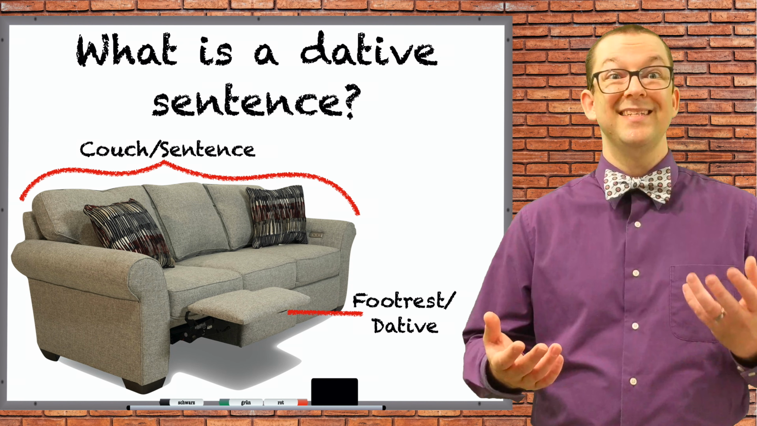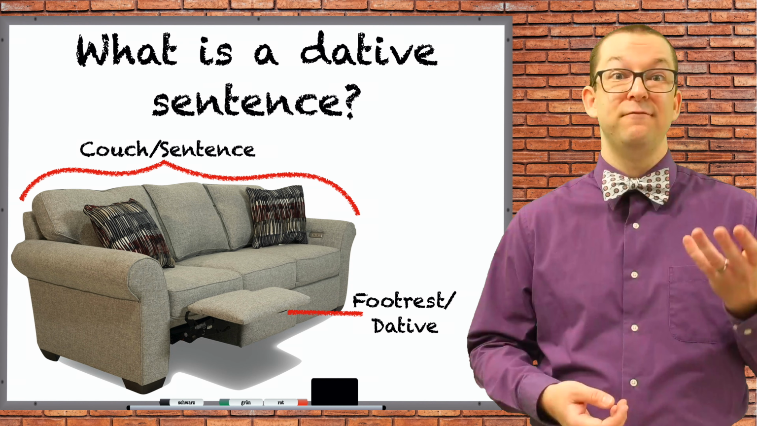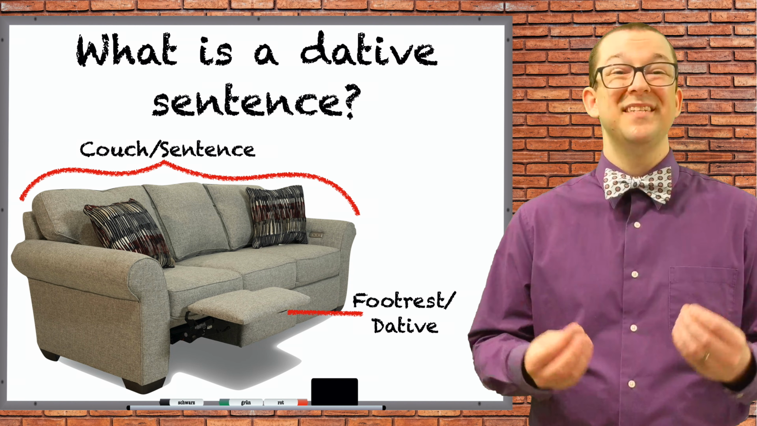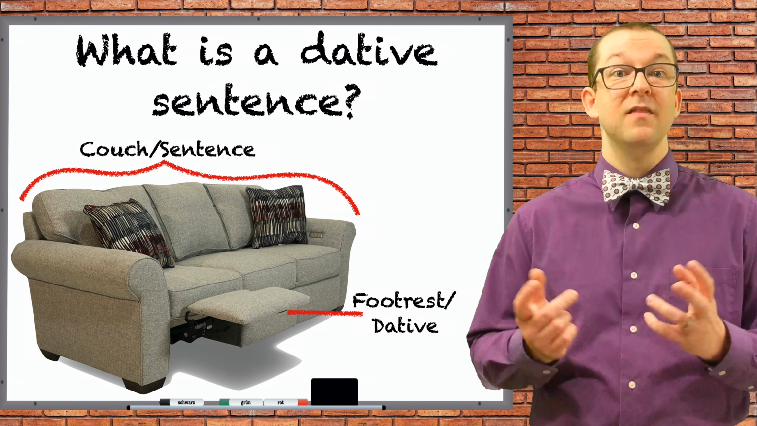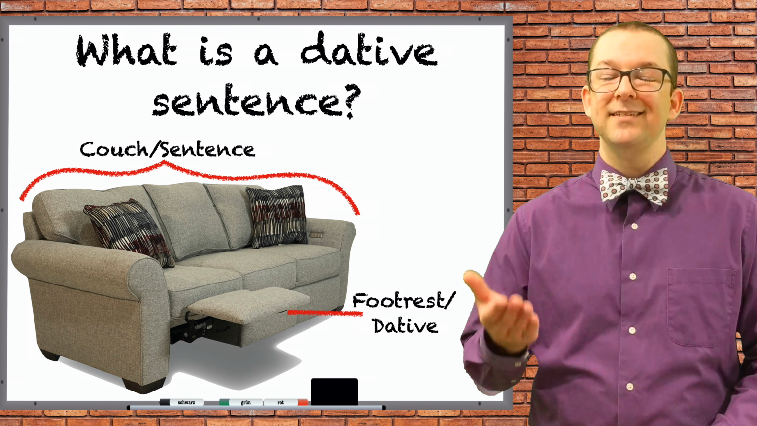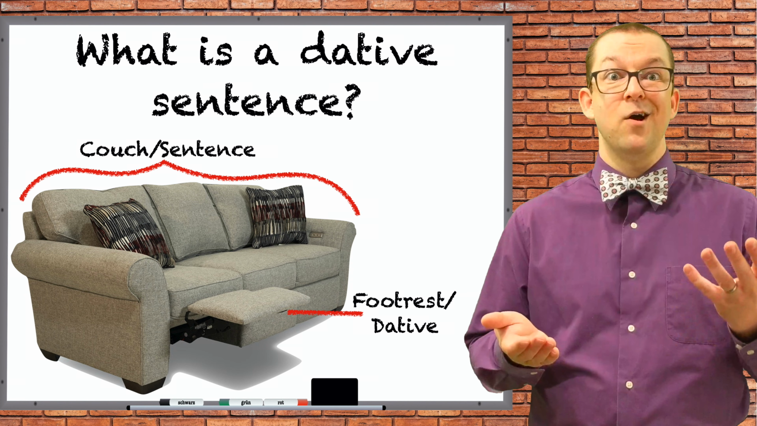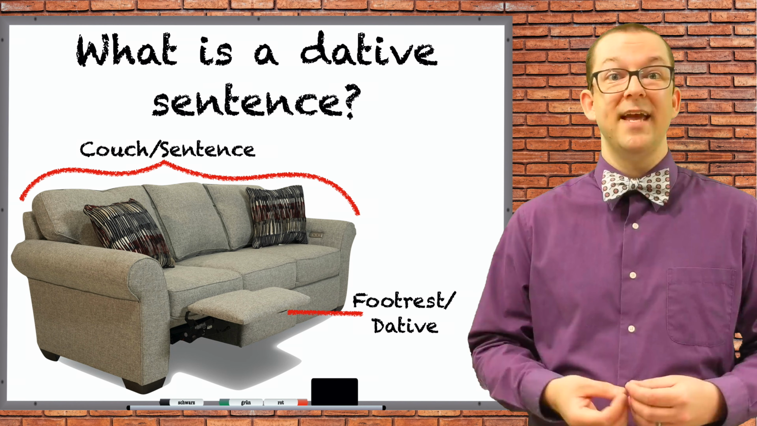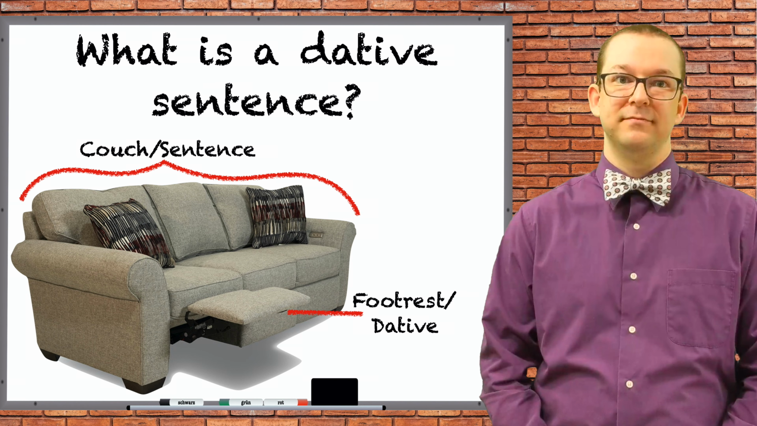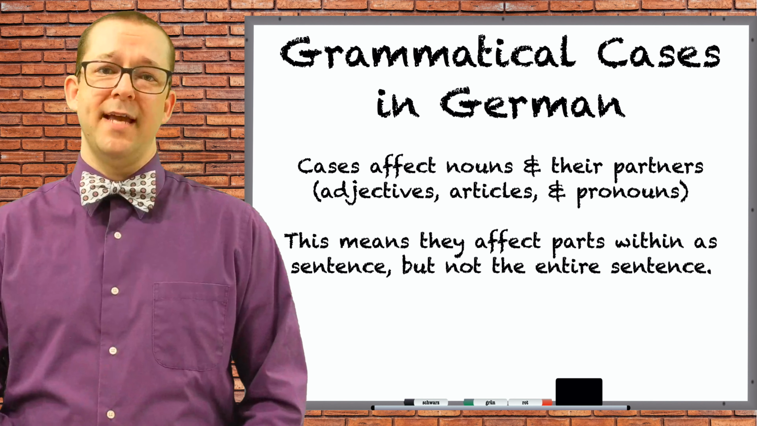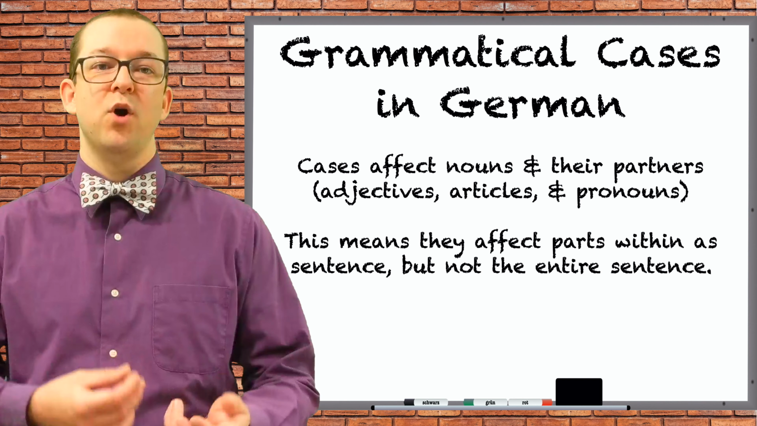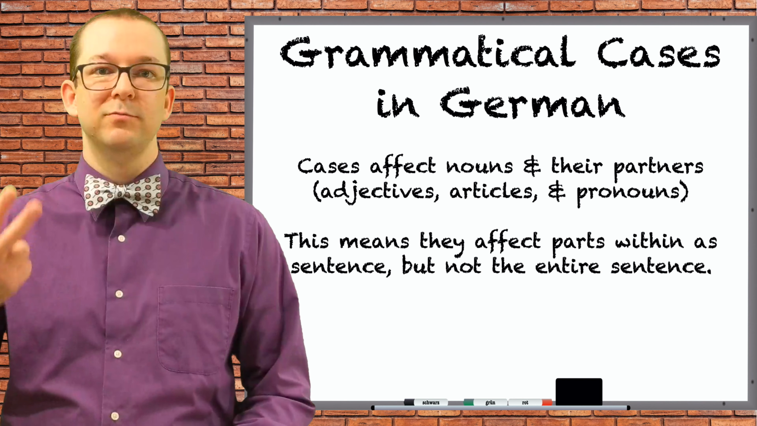What is a dative sentence is like asking what is a footrest couch. A footrest is not a couch. You can't have a footrest couch. You can have a couch with a footrest, but there's no such thing as a footrest couch. The same is true of dative sentences. They don't exist. The dative case is a thing. Sentences are a thing. You can use the dative case within a sentence, but that does not make the sentence dative.